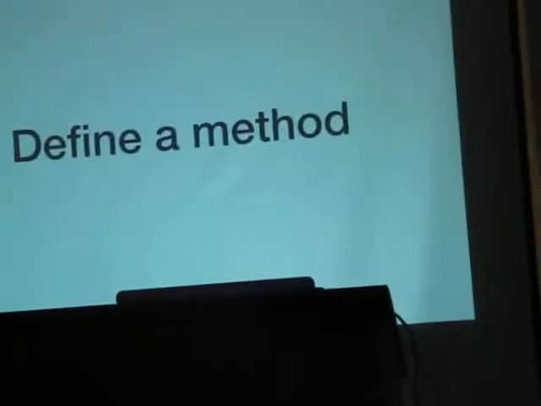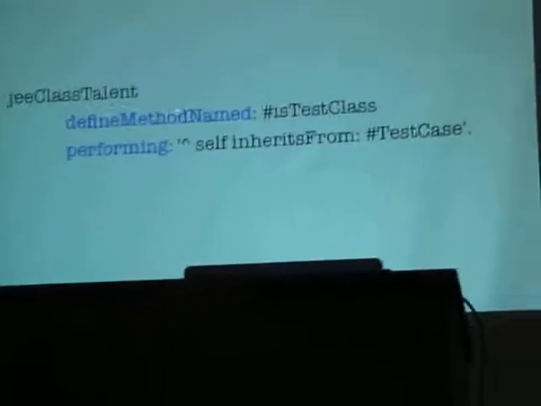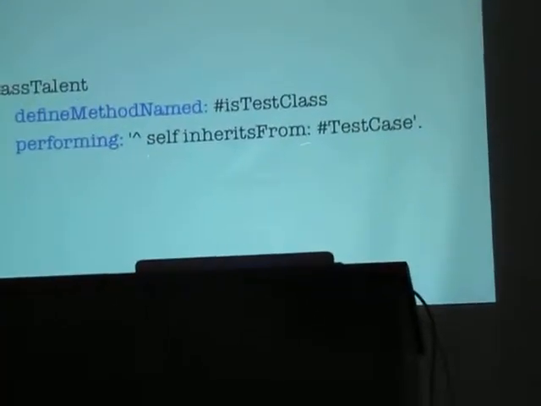So what are the operations that we have? We can define a method, which is one of the most important things. In the case of the J2EE class talent, we say define isTestClass, performing, and this is the code.